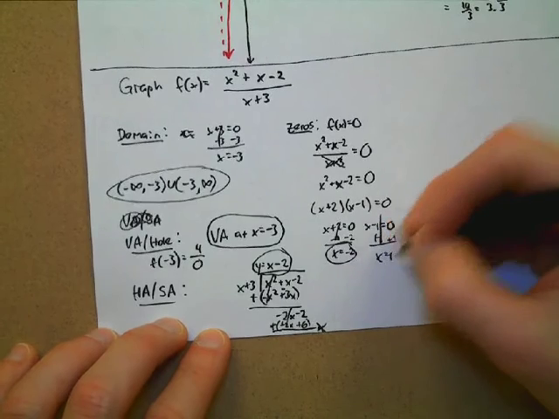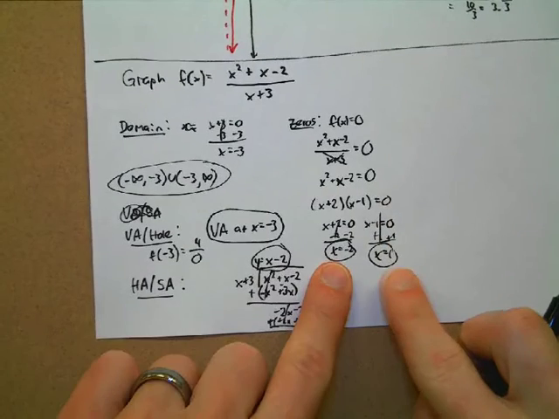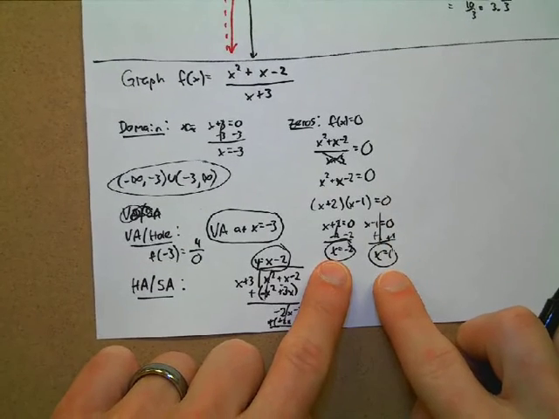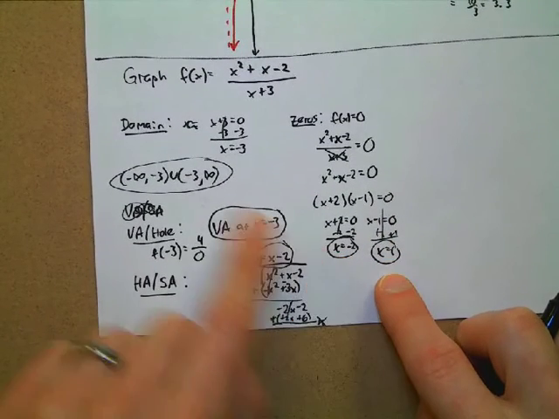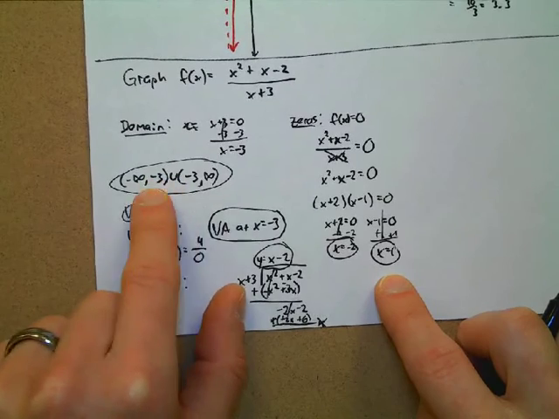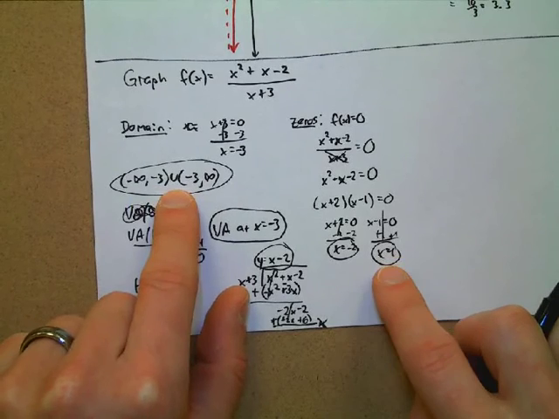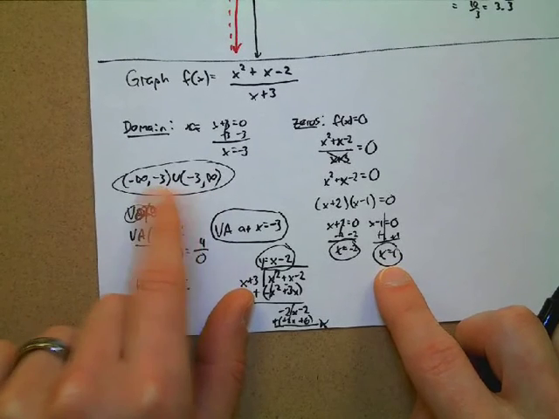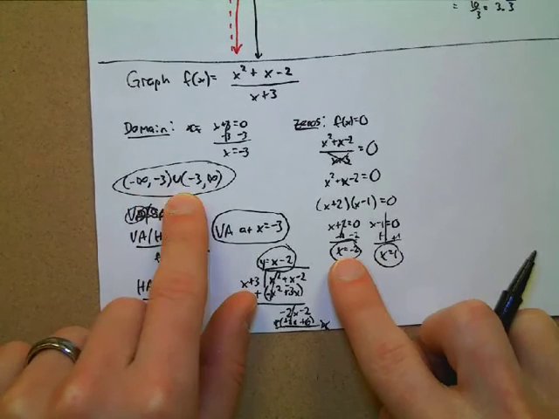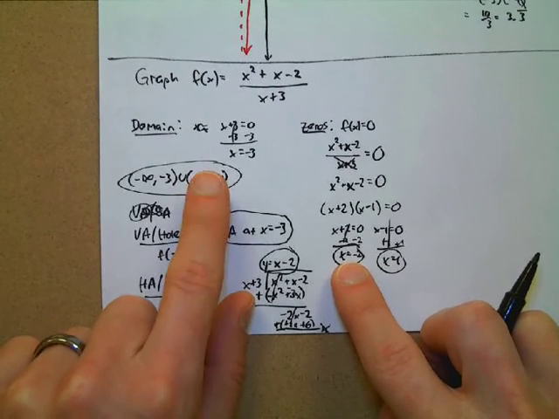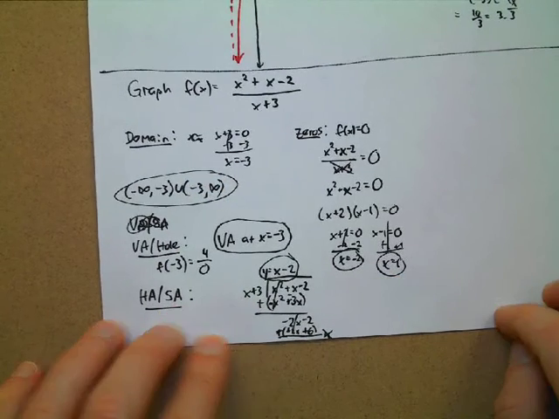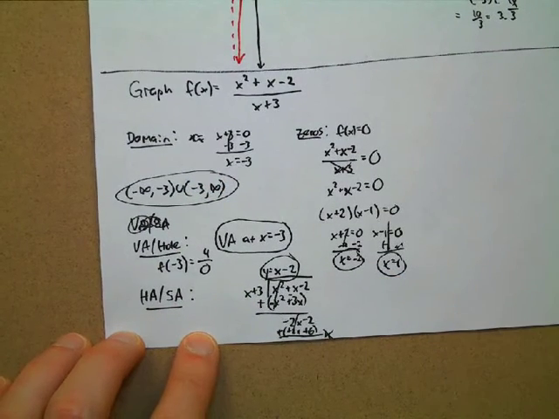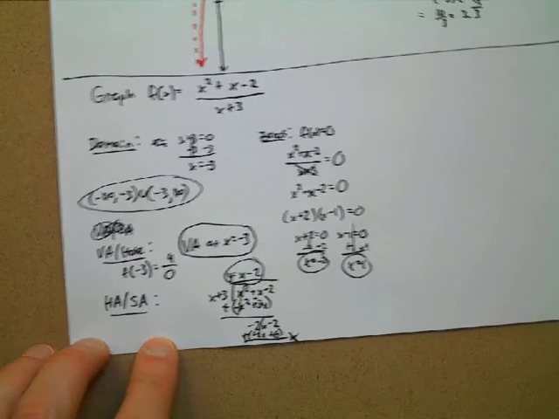Okay. Are either of these numbers part of our domain restrictions? Is negative 2 part of our domain restriction? It's not, right? Negative 2 is okay. Is 1 okay too? Yeah, 1's okay as well. It's in our domain. Negative 2 would be in this one, and 1 is also in this one. All right. So there are all of our pieces. Let's sketch the graph. No holes in this one.